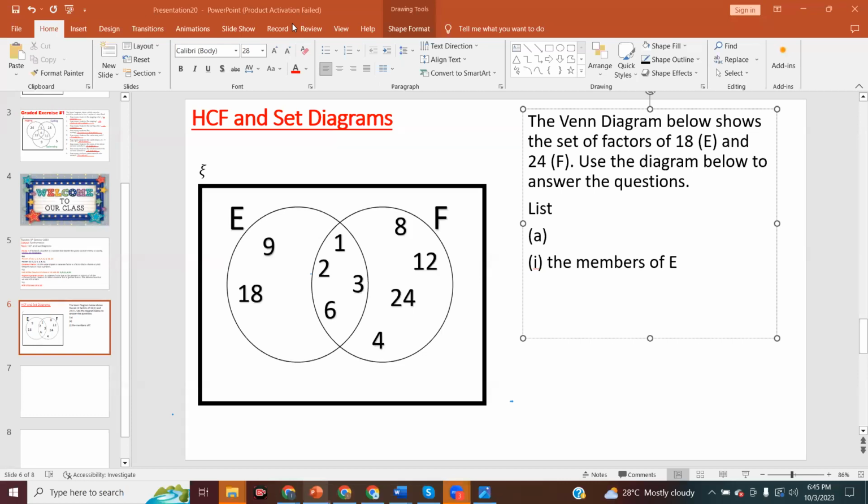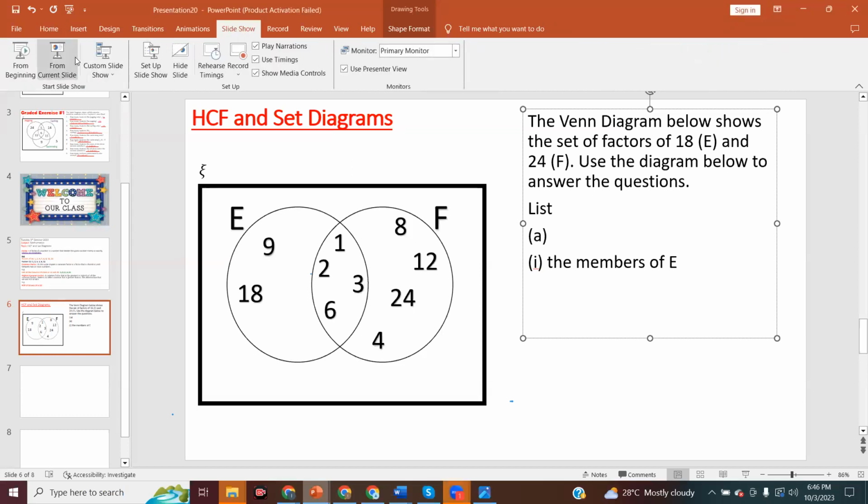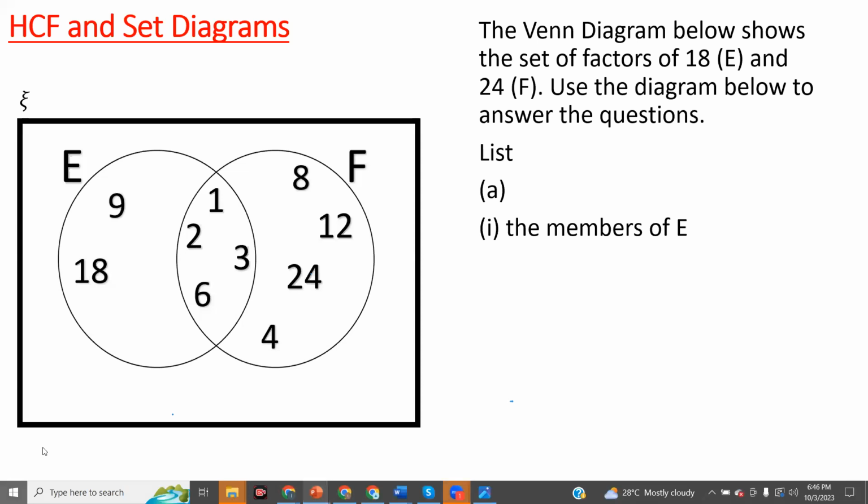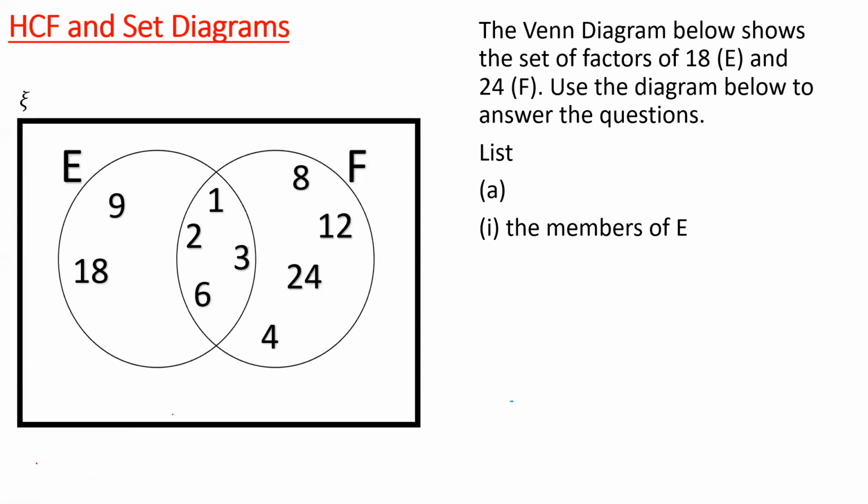Okay, so let me explain something to you. So class, is 9 and 18 the right answer? No, sir. Why not? Because they did not say only. They didn't say only. So Egypt, when we say E, we want all of E. The whole circle. So that's all of this. We want the whole circle.